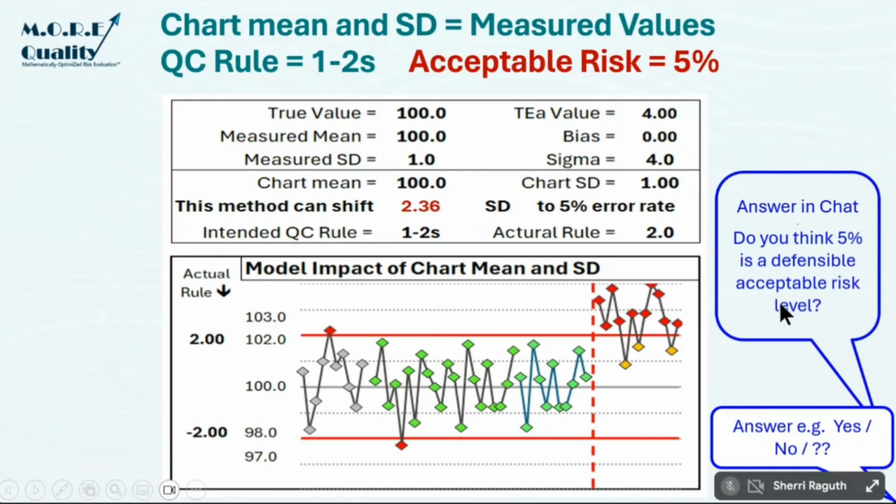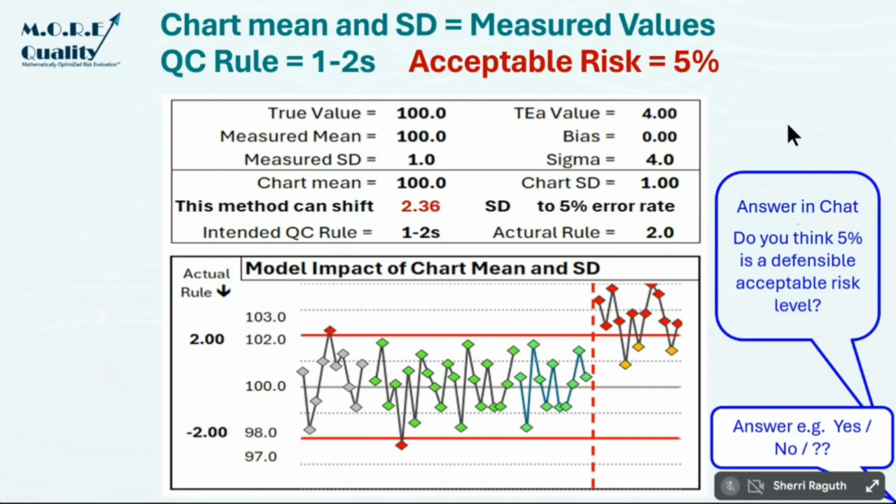Do you think 5% is a defensible, acceptable risk level? Yes, no, maybe. It's statistical, 95% probability. That's what every statistician will teach you. That's what Westgard used back in the 70s and the 80s. But does it make sense today? I'll give you a moment to answer, but you can kind of tell by my tone of voice, I'm not a big fan of it.